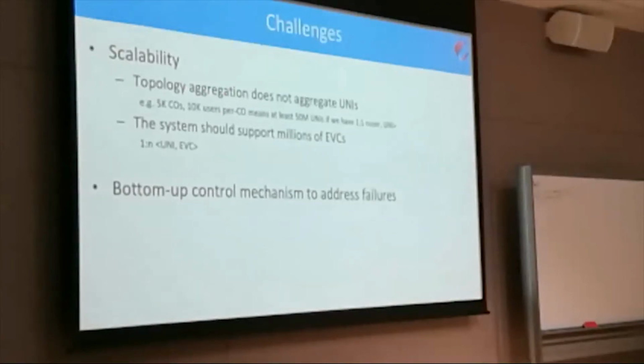Scalability is both a motivation to this work, to the hierarchical approach, but it's also a challenge because, for example, with 5,000 central offices to manage, you have, let's say, 10,000 users per central office, you end up with at least 50 million user to network interfaces to manage and control in the global orchestrator. Because of the topology aggregation, the big switch, of course. And also you have multiple EVCs per user to network interface.